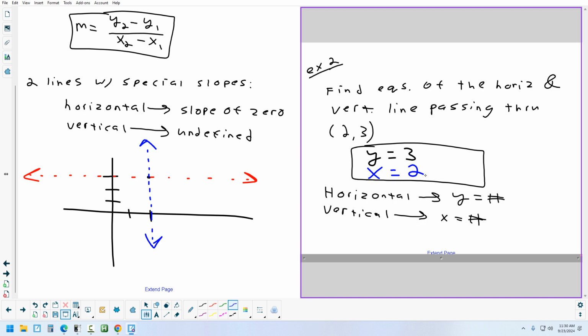So any questions on writing an equation of a vertical or horizontal line? Okay, and maybe if you didn't remember it, that kind of refreshes a little bit of the special cases.